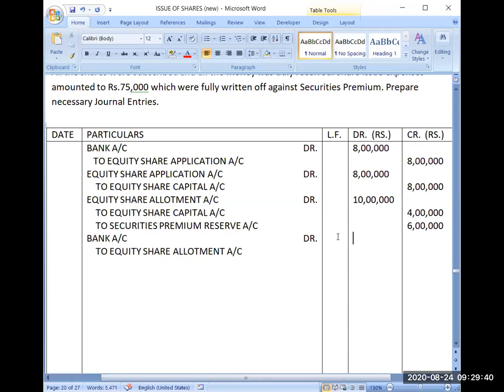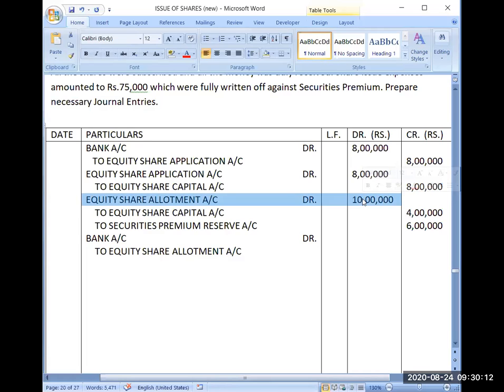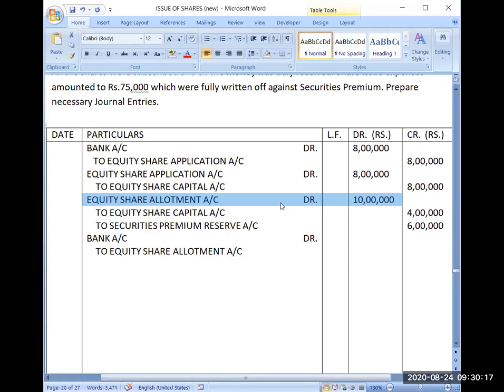Yes, very good. This is the point where students generally make a mistake. That's why I asked you this question. Now, there are two ways of understanding it. First thing, the total amount due on allotment is rupees 10 lakh. So I should receive 10 lakh. The amount which is written against this account, that I should receive. Then logically, you can give justification also.